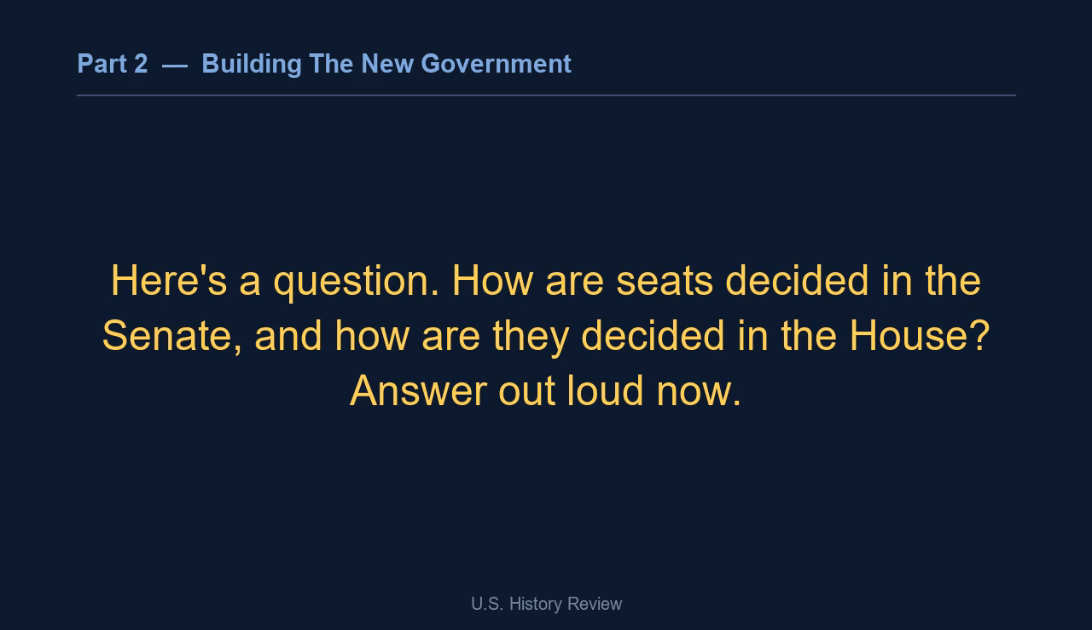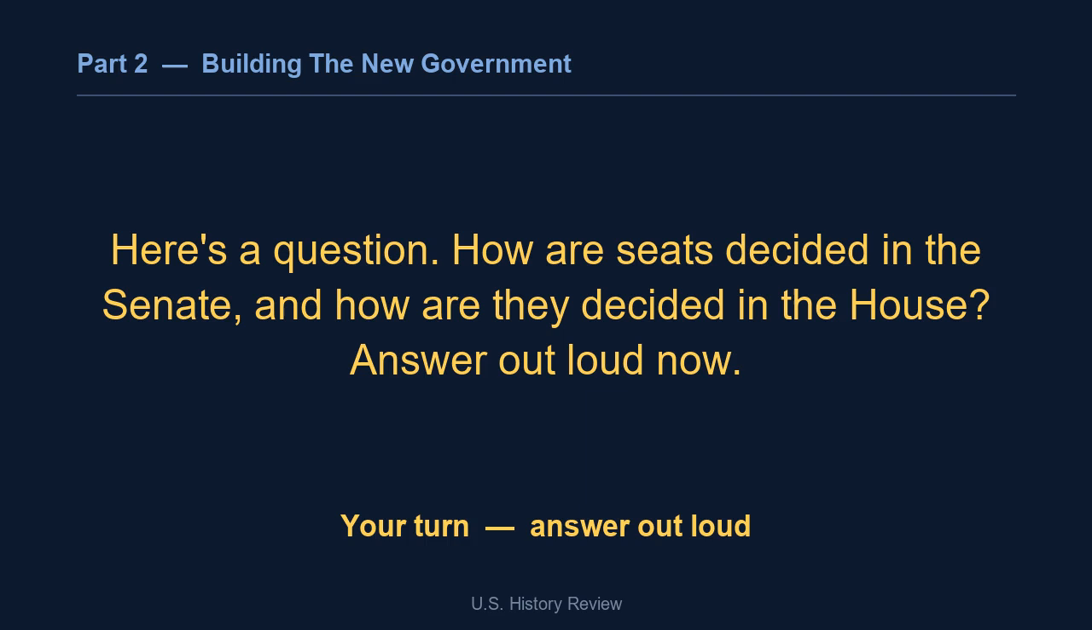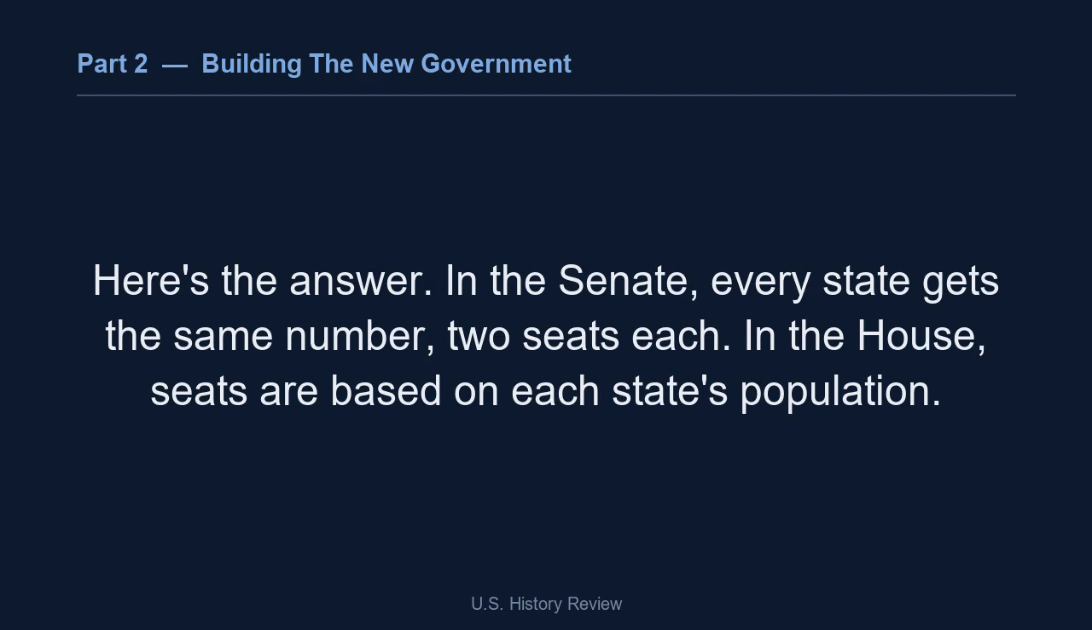Here's a question. How are seats decided in the Senate, and how are they decided in the House? Answer out loud now. Here's the answer. In the Senate, every state gets the same number, 2 seats each. In the House, seats are based on each state's population.